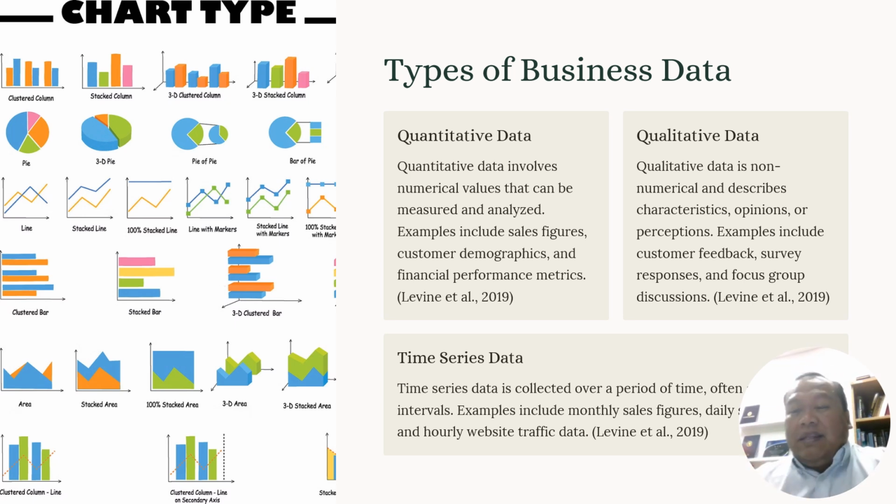Now, qualitative data is different from quantitative, so it goes for quality. Therefore, it doesn't describe numbers, but instead it asks for characteristics, opinions, perceptions, like how people view the products. It may include numbers too, but the numbers there are not very important.